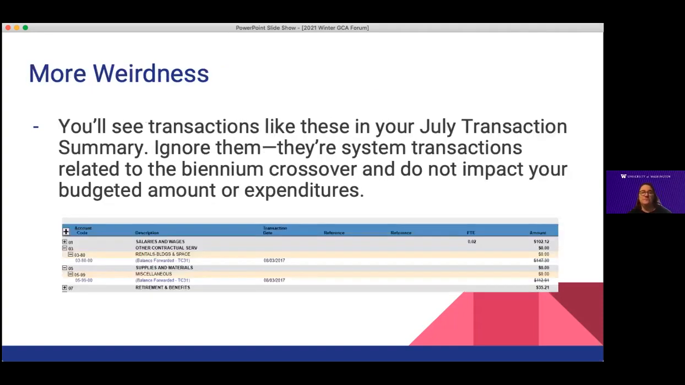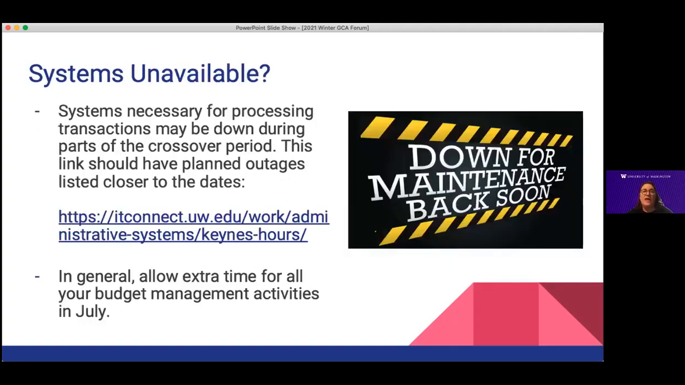Next slide. And you'll also see some transactions like this in your July transaction summary in MyFD. And you can just ignore them. They are system transactions related to the crossover, and they do not have any impact on your award amount or expenditures. Next slide. And for systems being unavailable, some of them will be down during parts of the crossover period. We've provided a link that should have these planned outages listed closer to the dates. And we recommend allowing extra time for all your budget management activities during the month of July. Next slide.